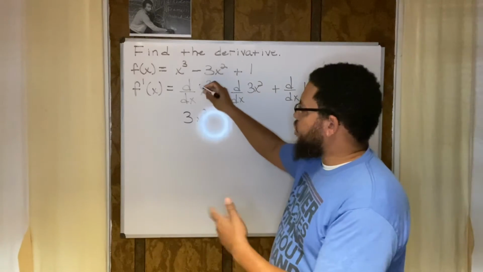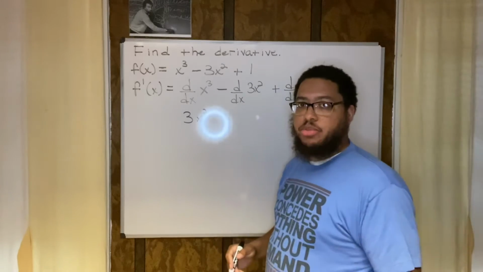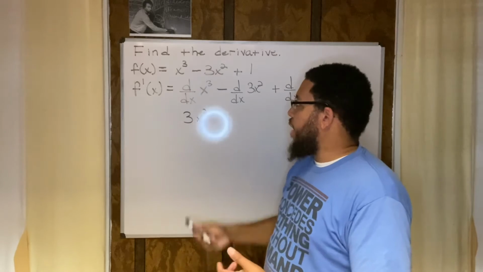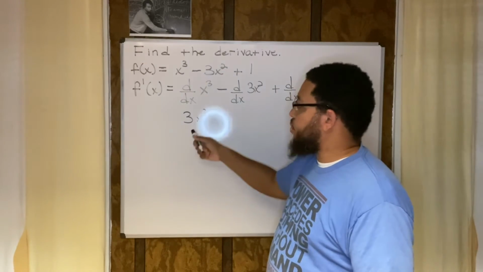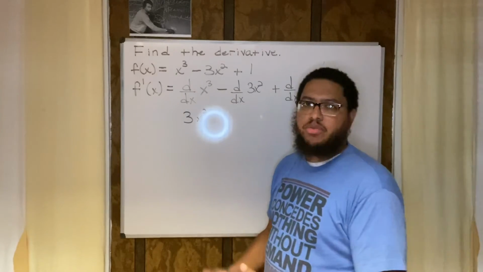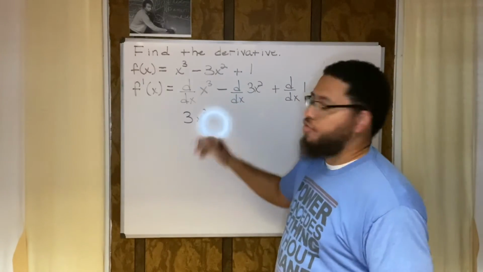So because there's an invisible 1 here, I basically multiply 3 times 1. And that just gives me 3. But if there was a 5 right here, then I would have had to do 3 times 5, which would have gave me 15, right? So you're not just arbitrarily, randomly putting the exponent in front of the variable.